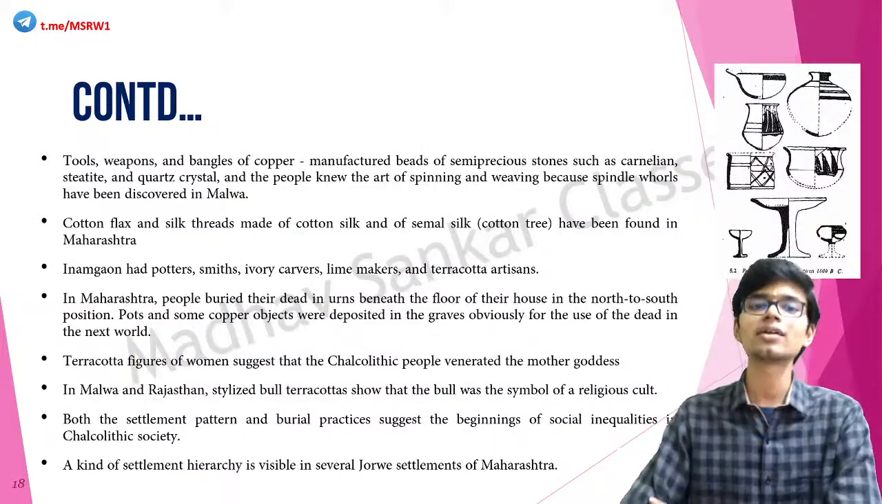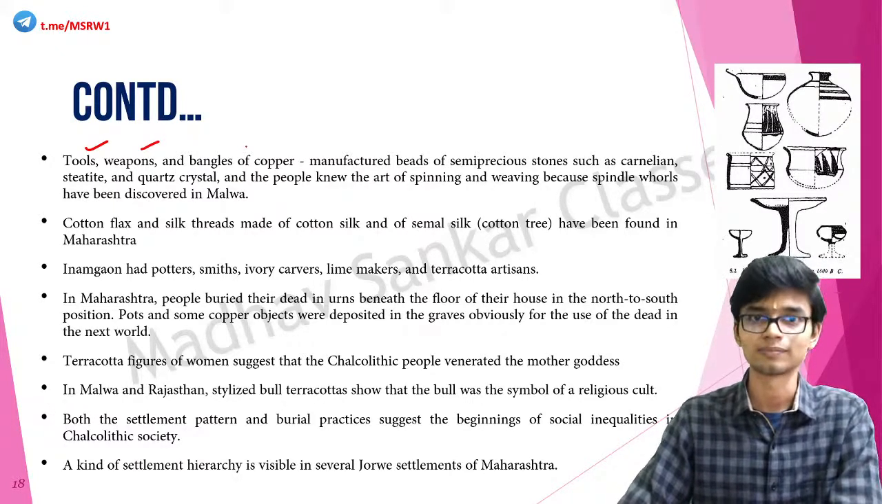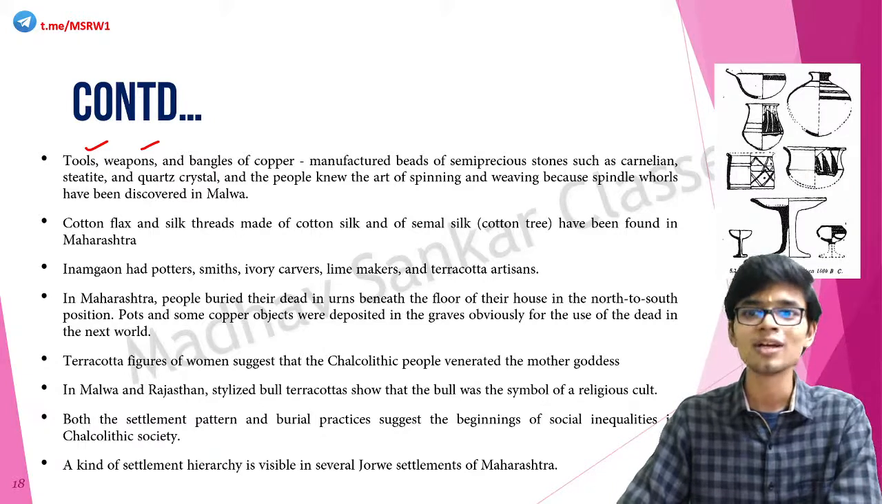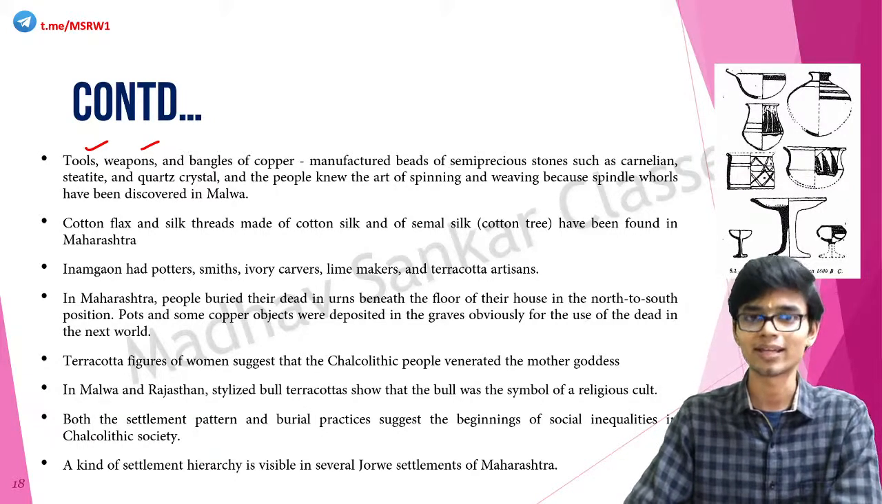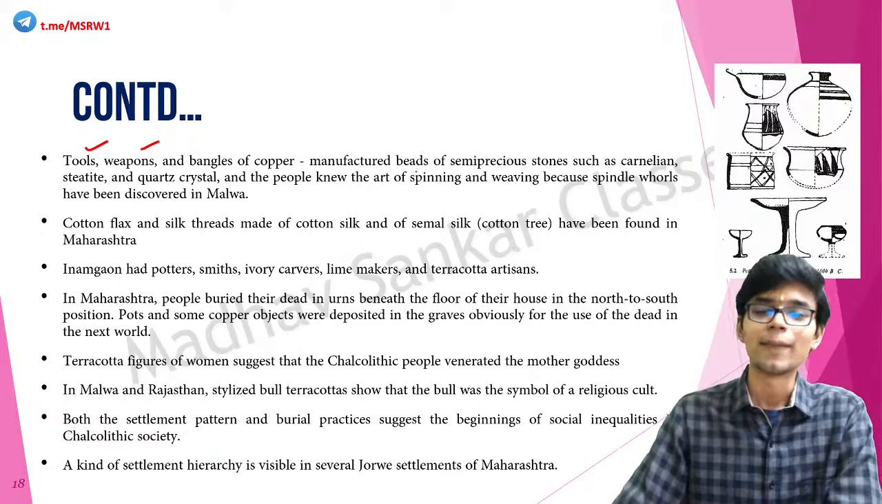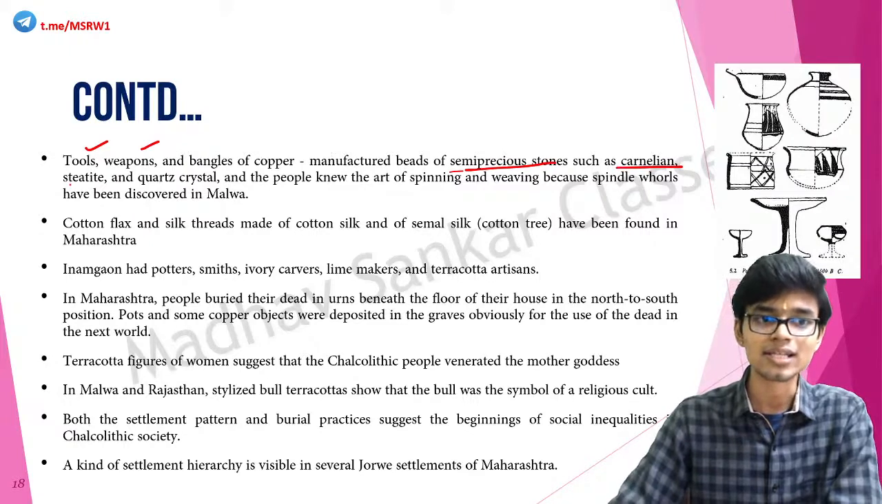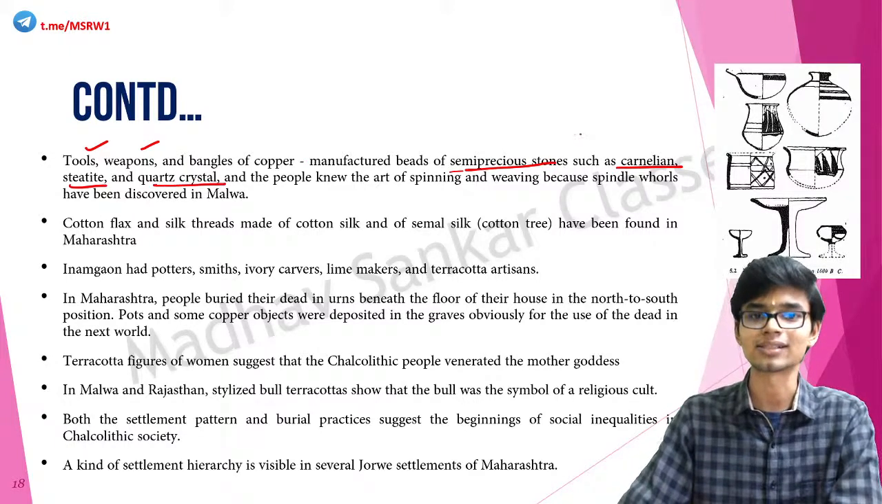As far as the tools are concerned, we have evidences of tools, weapons, and bangles of copper. Now it is not stones anymore. We have evidences of metal. I mean, we are already speaking about a metallic age. So we have copper bangles, copper tools, copper weapons. We also have manufactured beads of semi-precious stones such as carnelian, steatite, quartz crystal, etc.